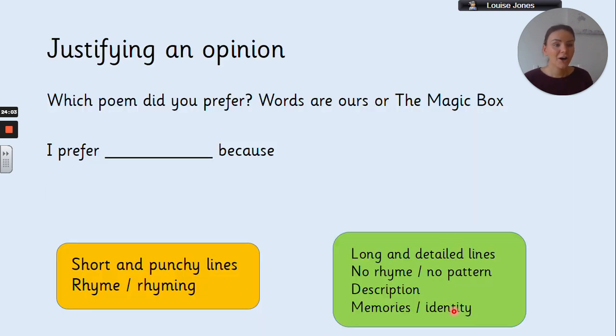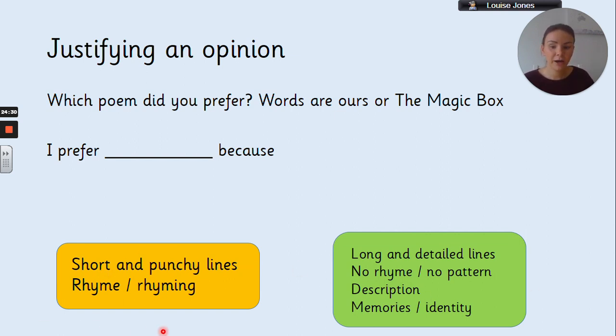Okay, last bit of today's English lesson then is for you to have a think about which poem you prefer. And it's for you to justify your opinion. And justifying means explaining and saying why you think that. So it's not just about saying, I prefer The Magic Box, full stop. It's about saying, I prefer The Magic Box because, and then saying why you prefer it.